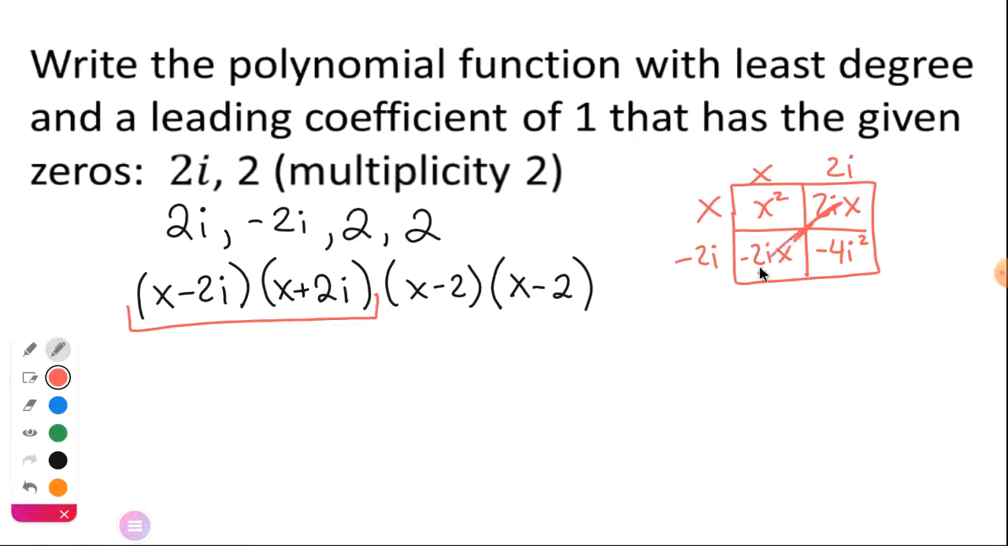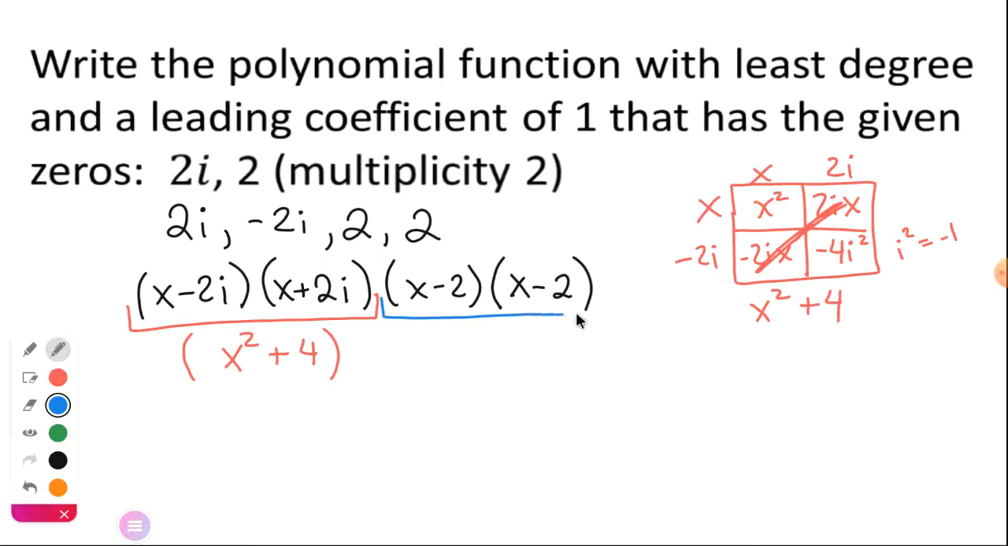Putting together our like terms, these cancel. So we get x squared, and then negative 4 times negative 1, so plus 4, right? And remember, i squared is equal to negative 1. So we get negative 1 times negative 4, which is positive 4. So for this polynomial, this piece, we get x squared plus 4.